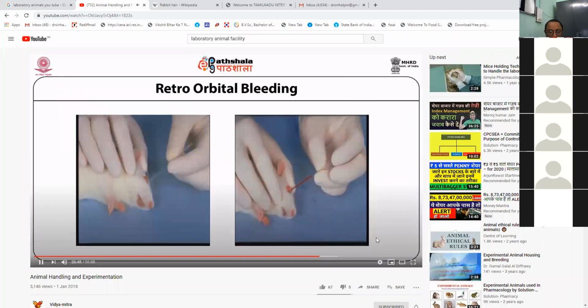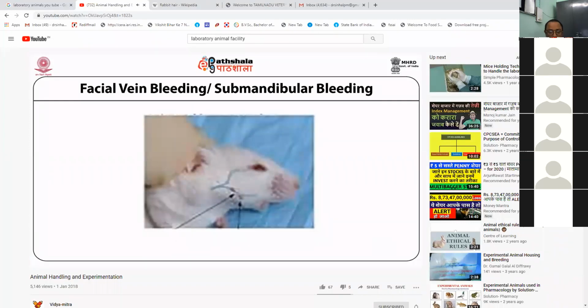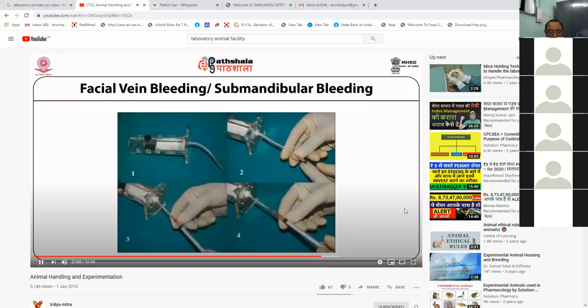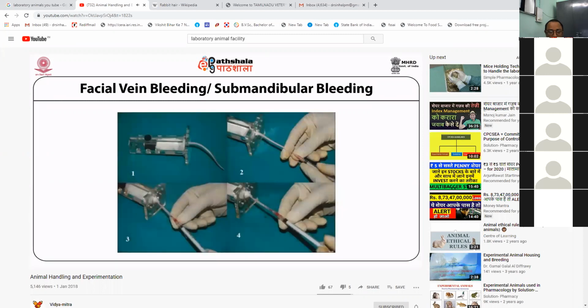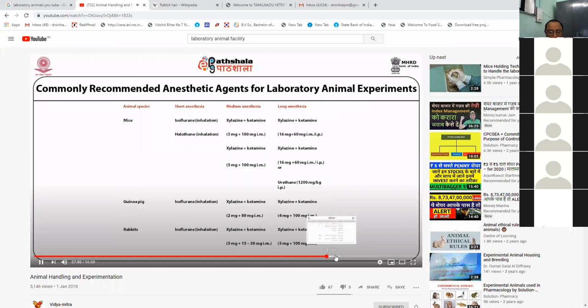This is another method where the animal is restrained and the blood is collected via the tail vein, where not more than 200 microliter of blood can be collected. Nowadays, people have started using bleeding from the facial vein, what we call submandibular bleeding. The animal will recover from it.